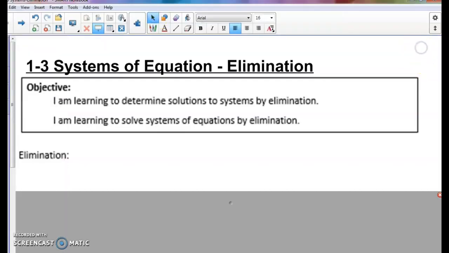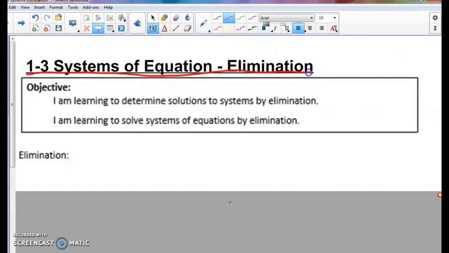Welcome to our 1-3 Solving Systems of Equations by Elimination. Go ahead and title the top of our notes and put your name and date in that top right hand corner. And as always, remember to pause if you need more time to write anything out. Goes right below our title. We always start with our learning targets, so write down these two learning targets.